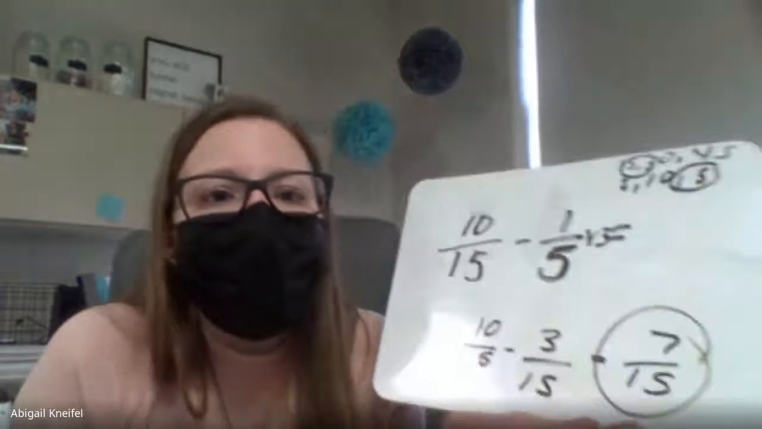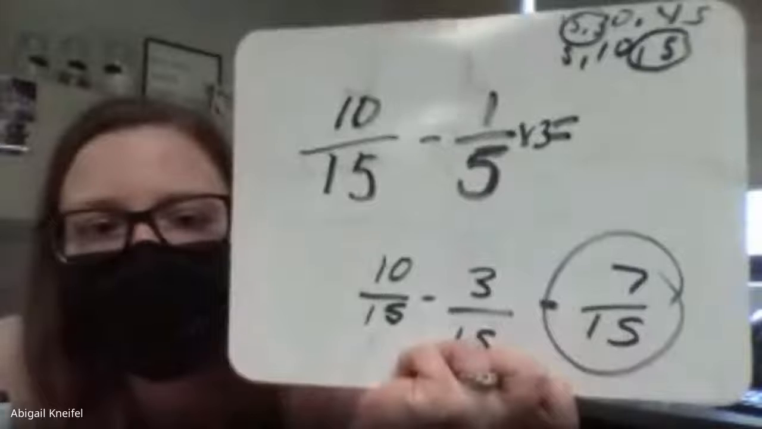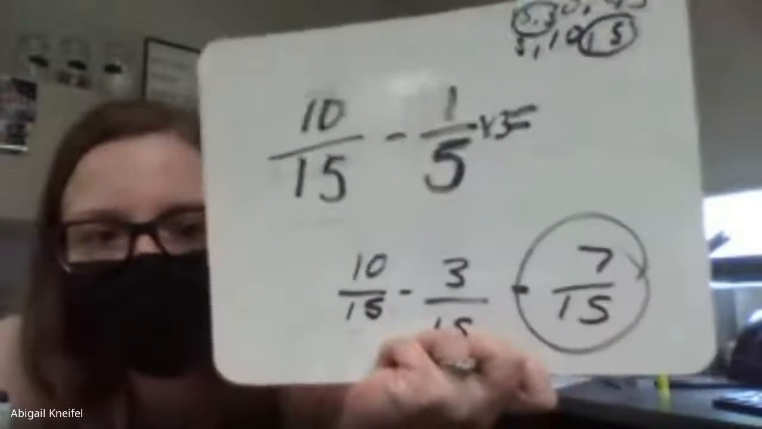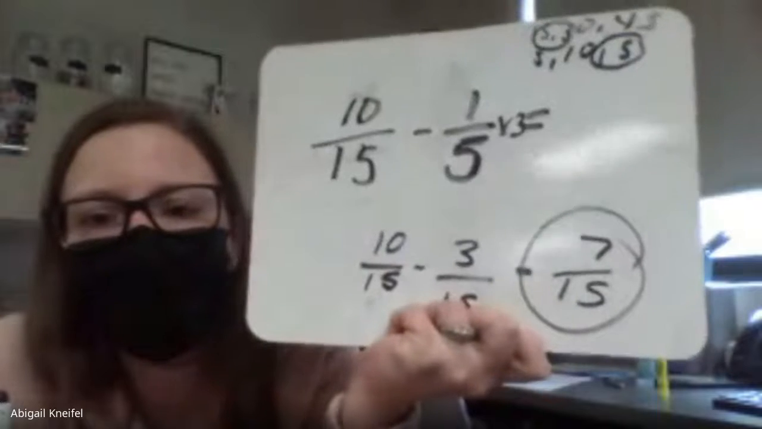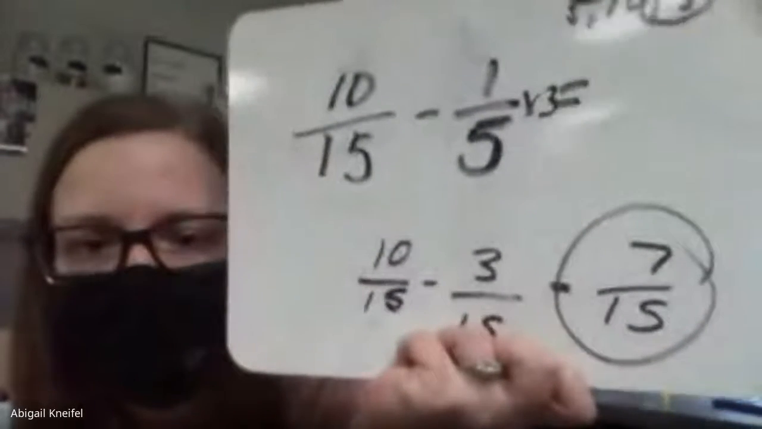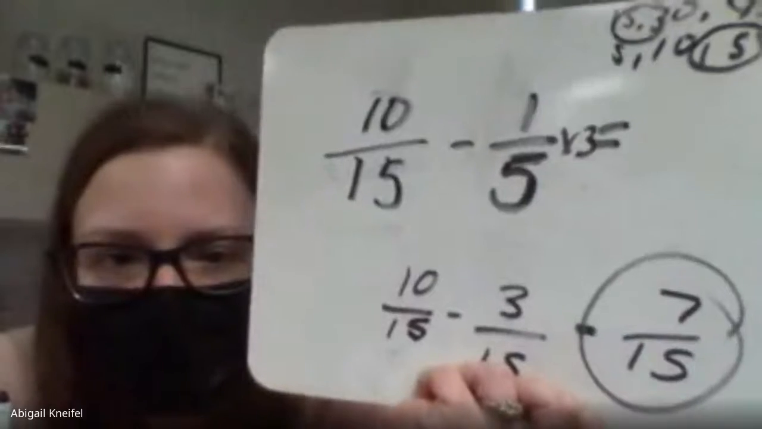7 over 15. So, Evan, I'm not sure what you did, but look at my board, because once again, your board is not my board. You have to find a common denominator. You did not do that. You had like 5 minutes and you didn't really do anything, bud. We should be working out these problems. Okay. Next one.